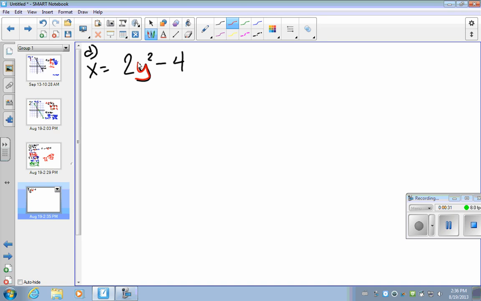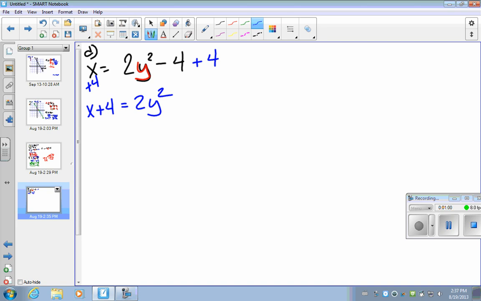So again, you're just basically doing the opposite of the order of operations. So I'm going to look at that adding and subtracting as being the first thing I do. Now, if I add 4 to this side, I would have 2y squared minus 4 plus 4, which would just be 2y squared. If I add 4 to one side, I have to add it to the other side because everybody gets jealous if I don't, so we have to be fair. All right, so x plus 4 equals 2y squared.